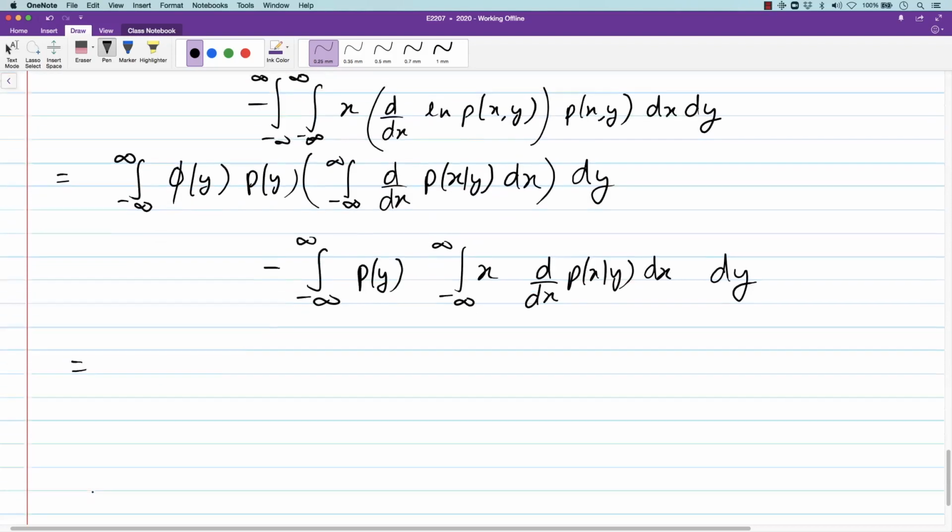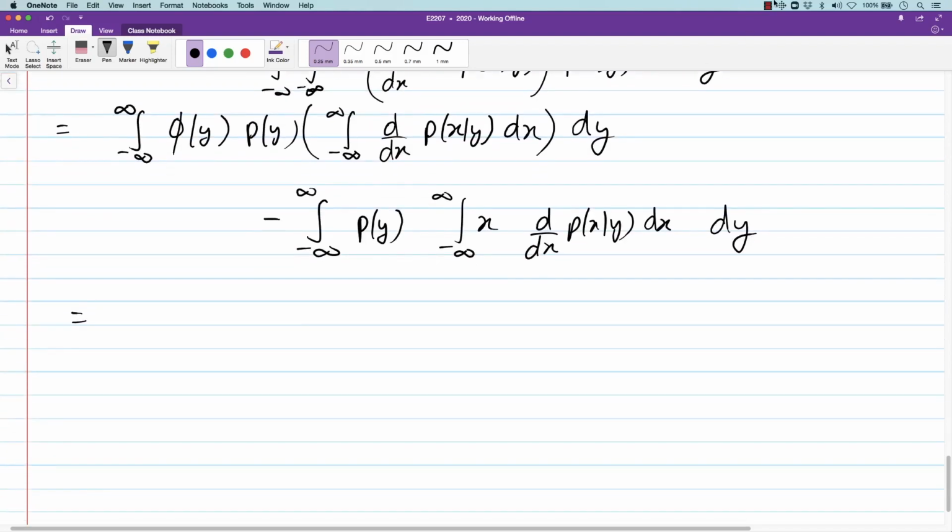Now we look at each of these terms separately. For the first term, you can take the derivative outside the integral, and then this integral is 1, and the derivative is 0. This can be formalized and shown to be 0 under some regularity conditions on this p of x given y. The only thing you want to ensure is that you can take the derivative outside. So suppose you can do that, then this is 0.